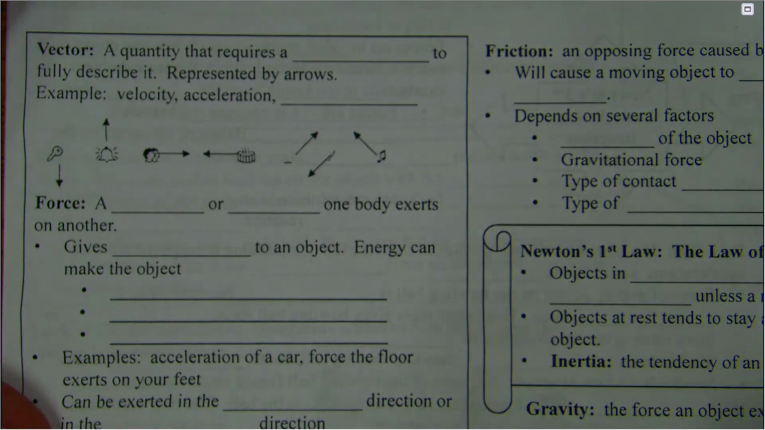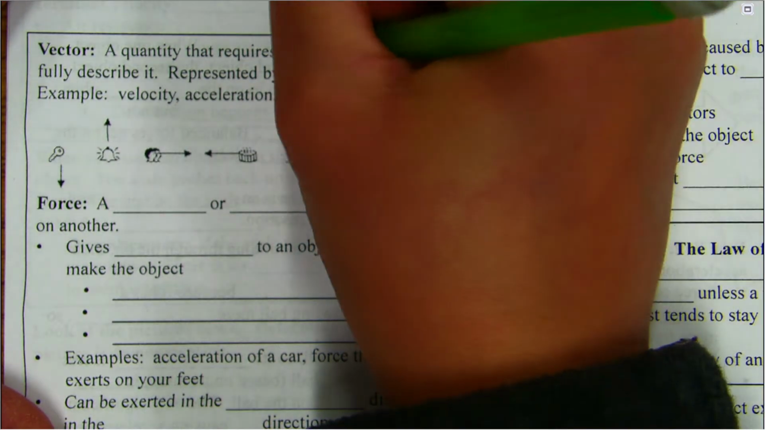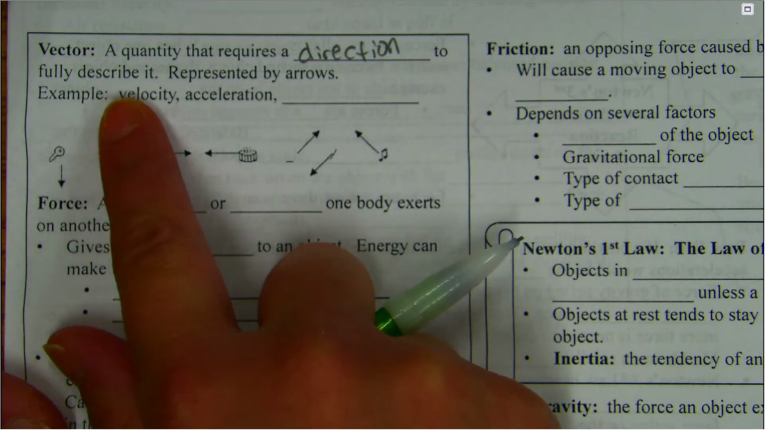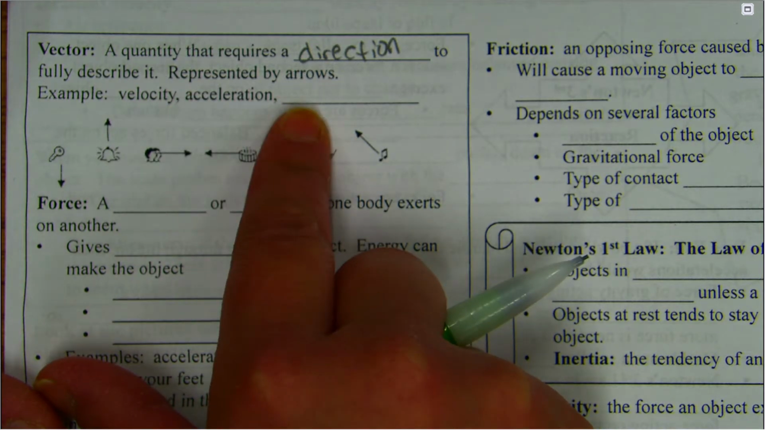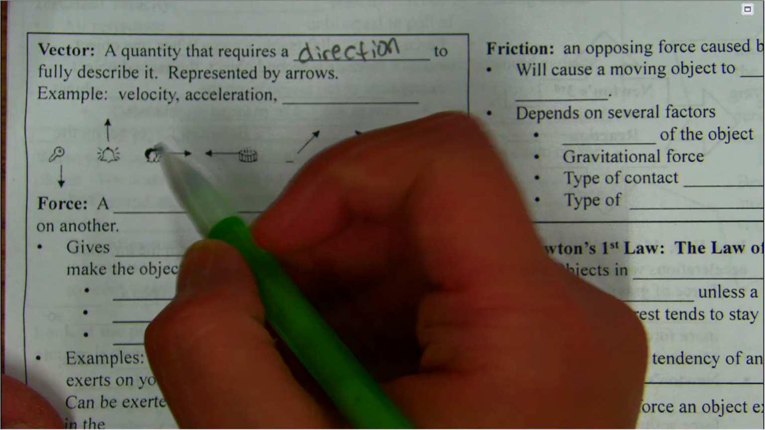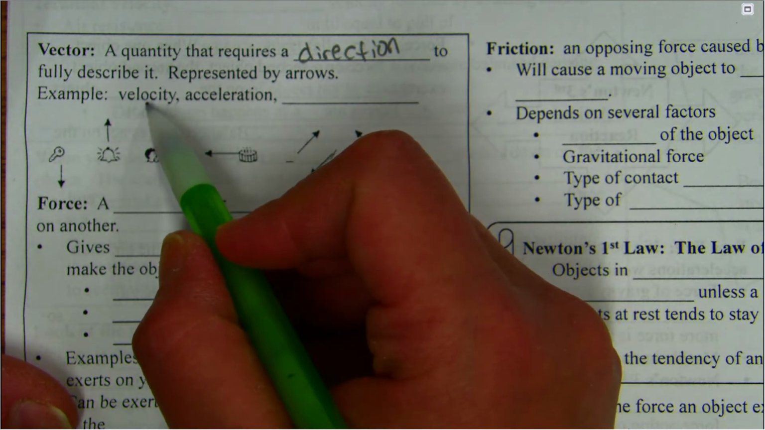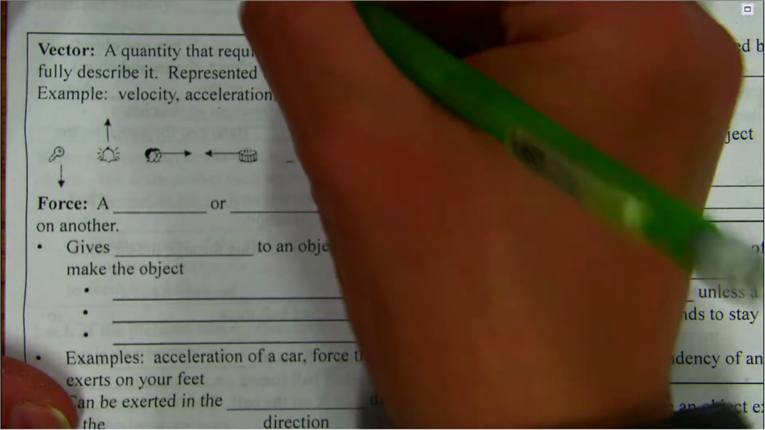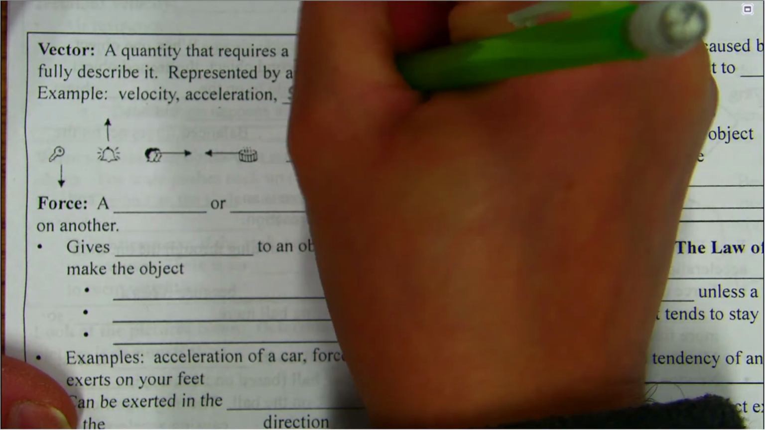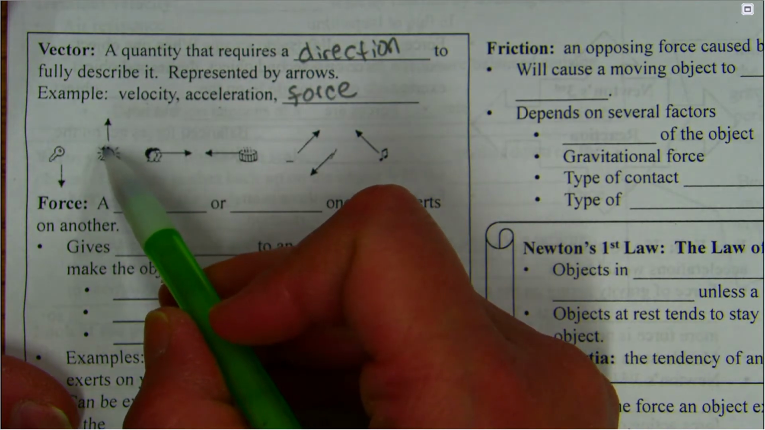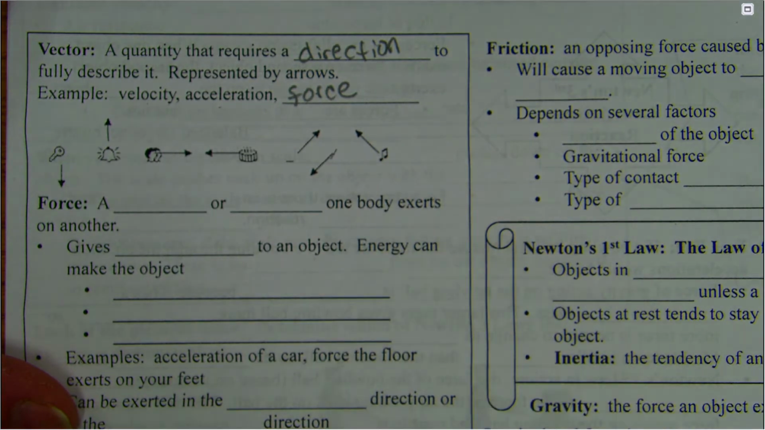A vector is a quantity that requires a direction in order to fully describe it, and it is represented by arrows. We've looked at vectors in our first unit of the year. We looked at it last unit in terms of velocity and acceleration, and in this unit we're going to look at vectors in terms of force. The size of the arrow tells you the magnitude. The direction tells you the direction of the movement, for example, in the last unit. In this unit, it is going to tell you the direction of the force.